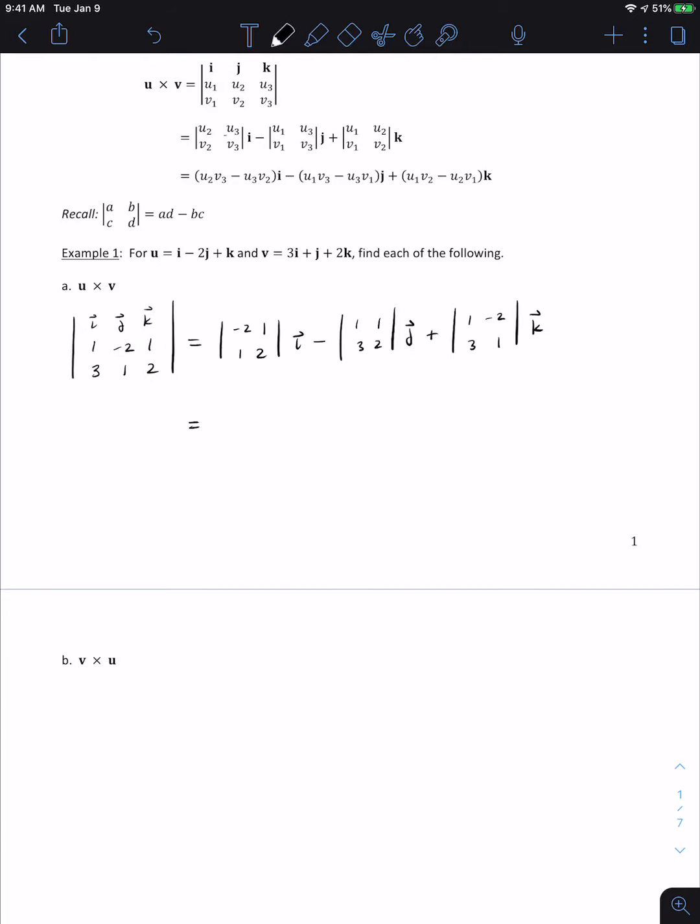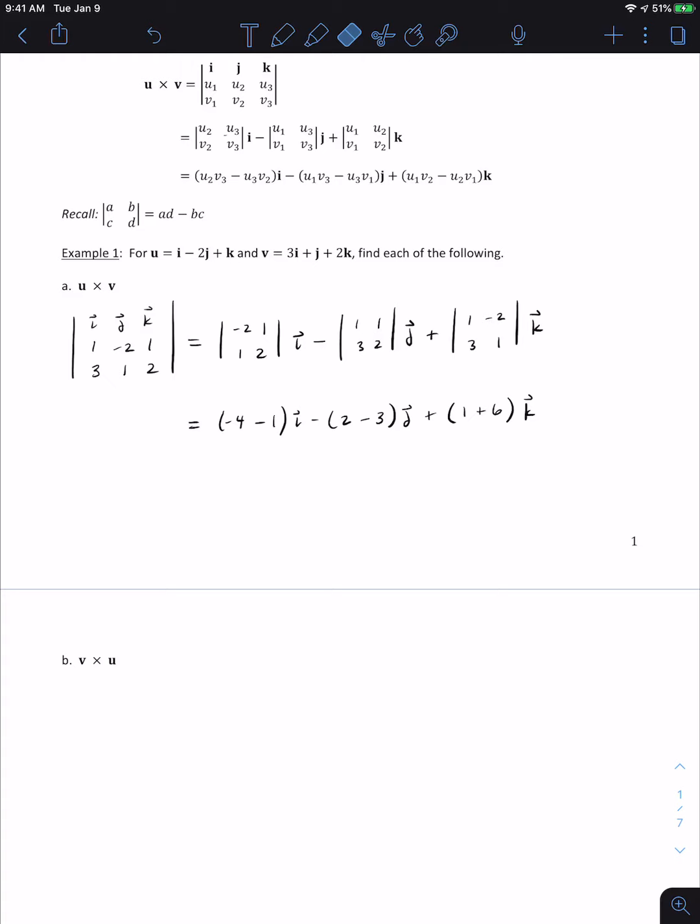Okay, so now what I do is, this is the determinant of a 2 by 2 matrix. So again, this is our formula here. In other words, I multiply negative 2 times 2, so that gives me negative 4, minus 1 times 1, which is 1, and then I multiply that times i. Minus, and now I do 1 times 2, which is 2, and then minus 3 times 1, which is minus 3, j, and then plus 1 times 1 is 1, minus, and when I multiply this, it's negative 6, so in other words, plus 6 here, k.